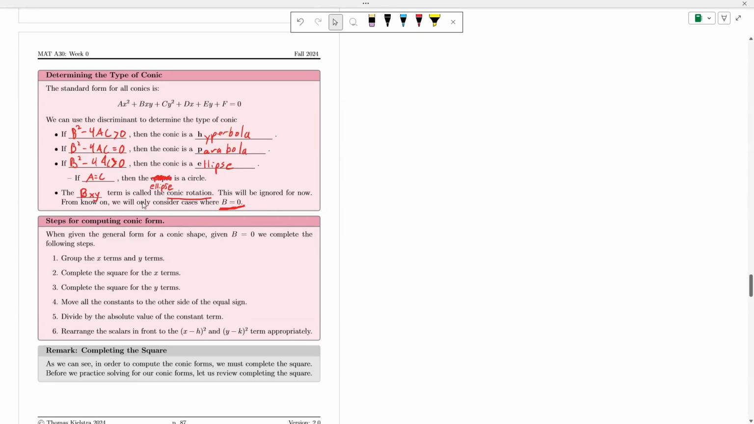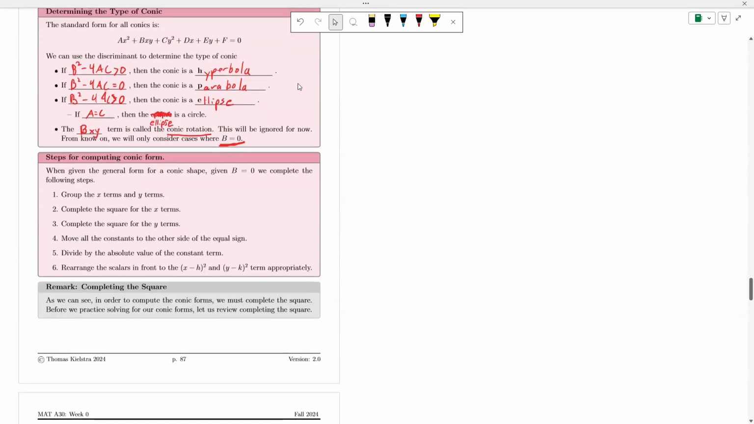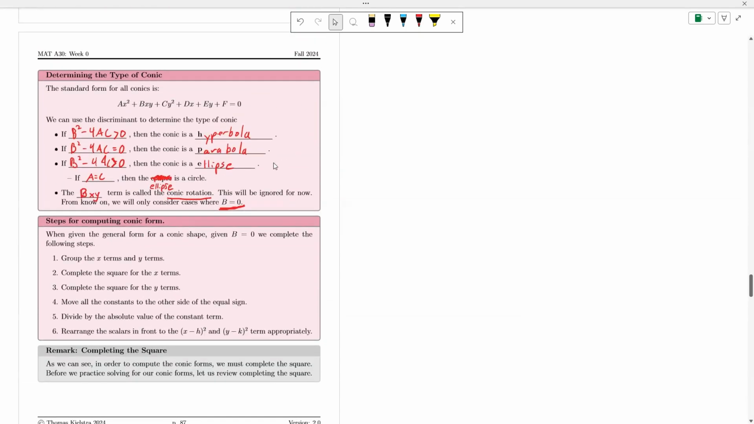Now, steps for computing a conic form. Given the general equation, we first group x terms and y terms together. We create this general form and we group them together. Then we're going to complete the square for the x terms and complete the square for the y terms.